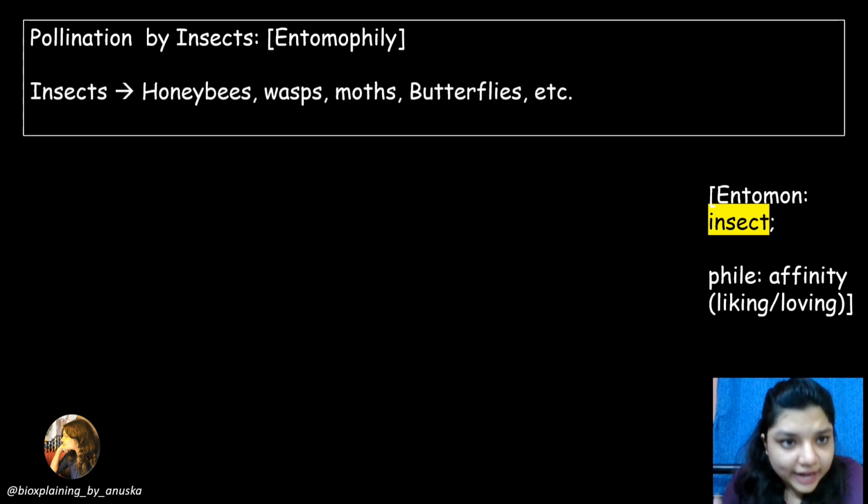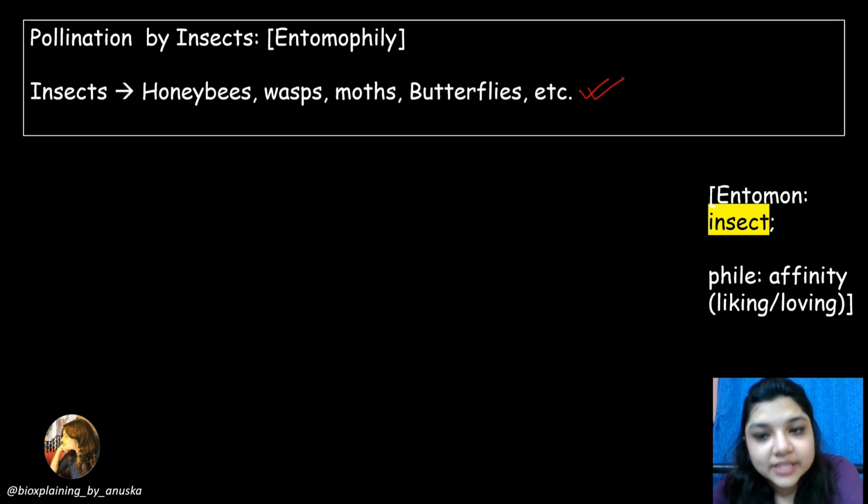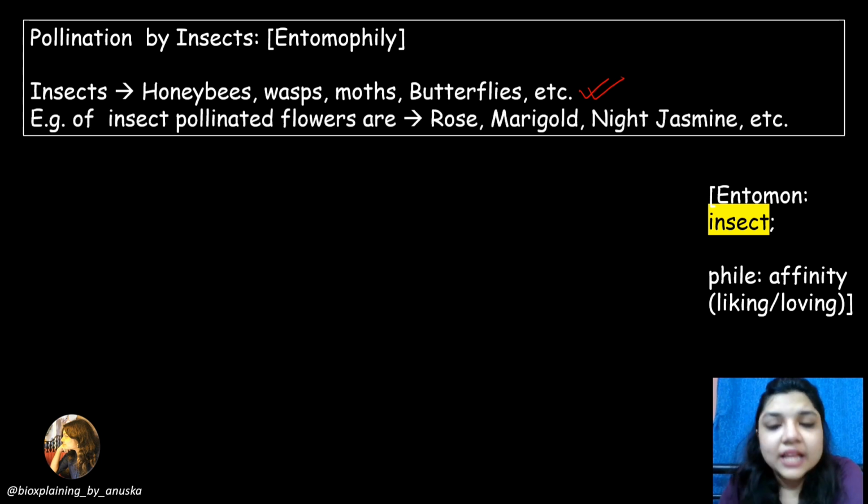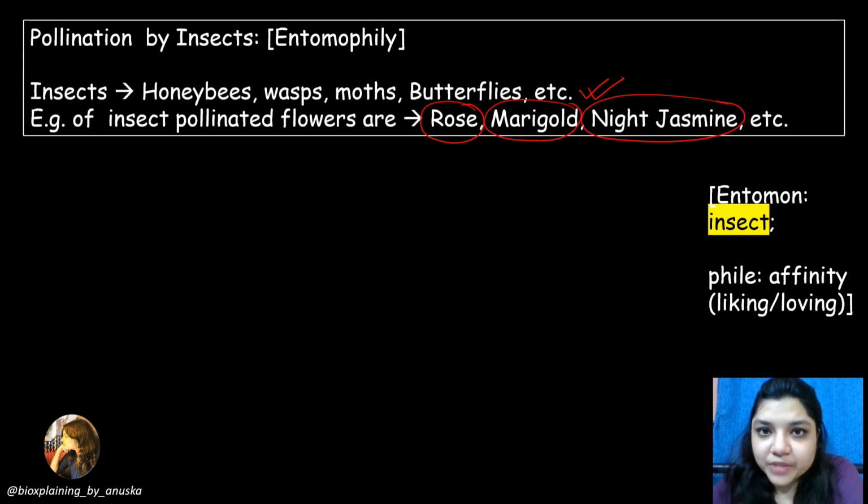There are different insects which can pollinate flowers. What are the different examples we can have? We can have honeybees, wasps, moths, butterflies, etc. And there are various flowers which are insect pollinated. Most common examples that we can come across are rose, marigold, night jasmine, etc. But there are various other examples of flowers which fall under this insect pollinated category.